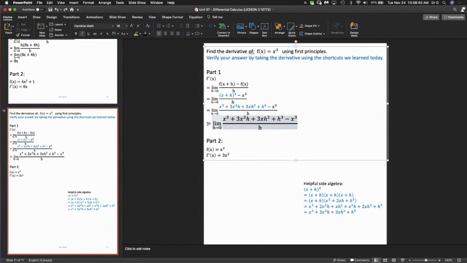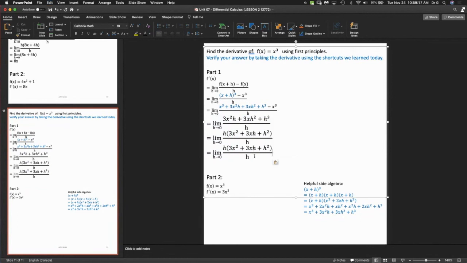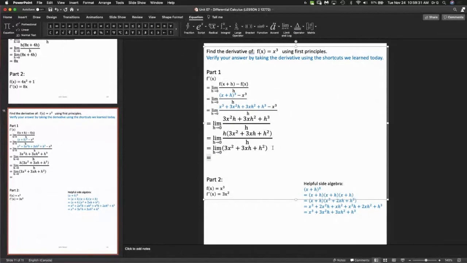So the x cubes cancel, and now you can take out an h, and you can cancel the h's out, and now you can set h to 0. So you get 3x squared plus 3x times 0 plus 0 squared. And there you have it.